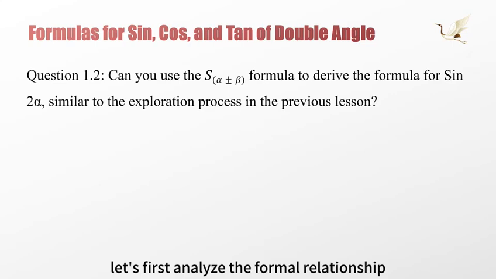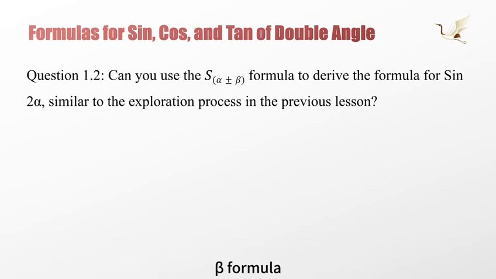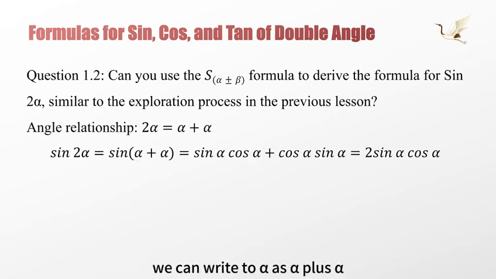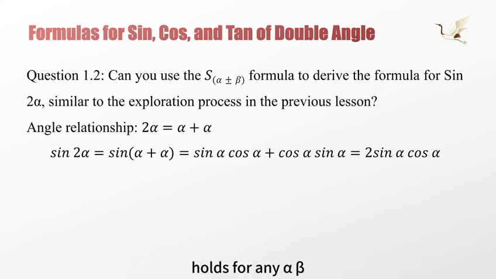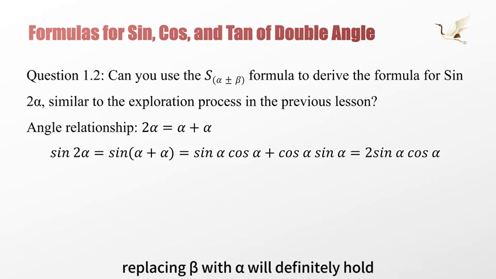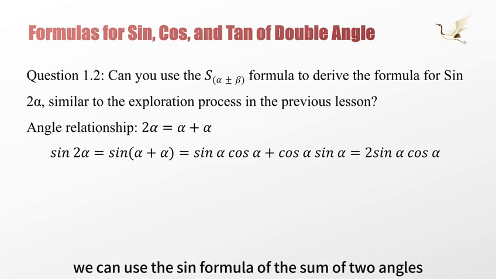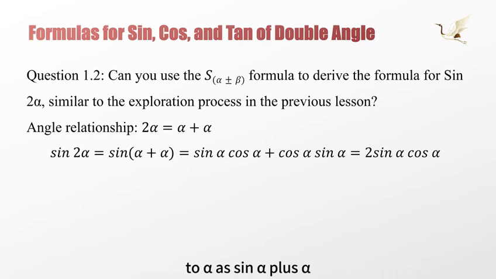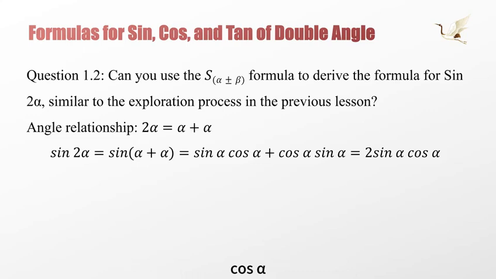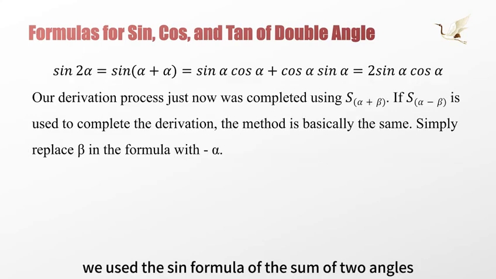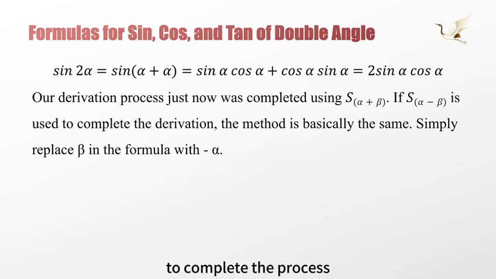Let's first analyze the formal relationship between the sine 2 alpha we require and the known sine(alpha plus beta) formula. We can write 2 alpha as alpha plus alpha. Also, because the sine formula for the sum of two angles holds for any alpha and beta, replacing beta with alpha will definitely hold. In this way, we can use the sine formula of the sum of two angles to write sine 2 alpha as sine(alpha plus alpha), expanding to obtain sine alpha multiplied by cosine alpha, and then add cosine alpha multiplied by sine alpha, and merge to obtain twice sine alpha cosine alpha. We used the sine formula of the sum of two angles to complete the process just now.